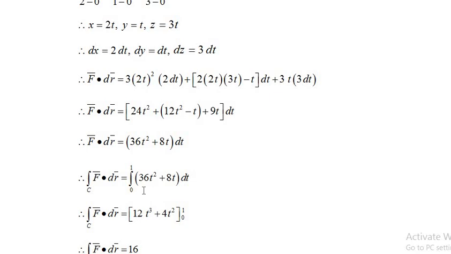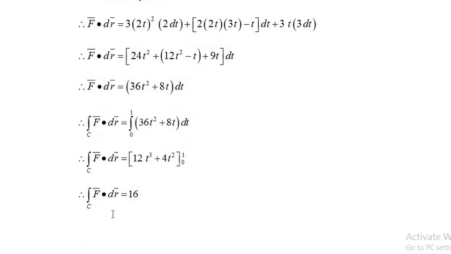And that is equal to 36t cube upon 3, that is 12t cube, plus 8t square by 2, that is plus 4t square, from 0 to 1. And this is equal to 12 into 1 cube plus 4 into 1 square, 16 minus 0. Answer is 16.